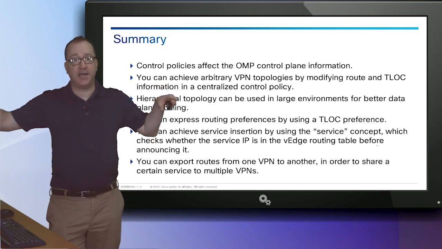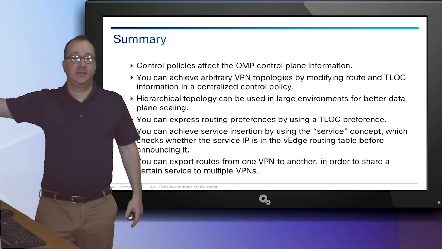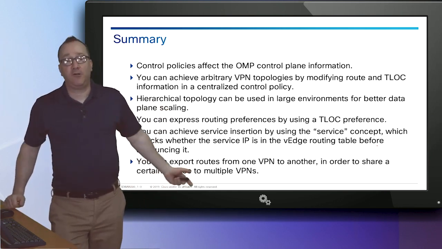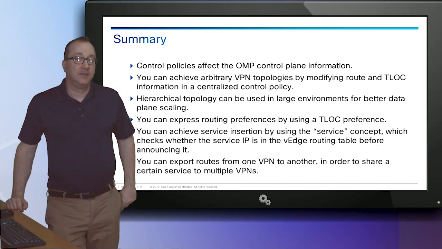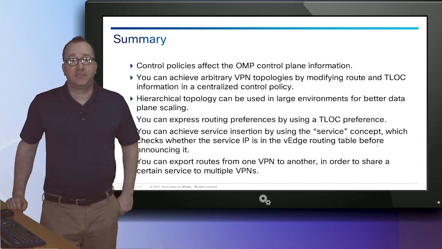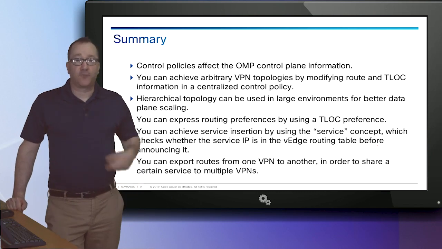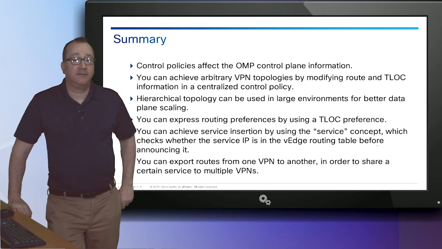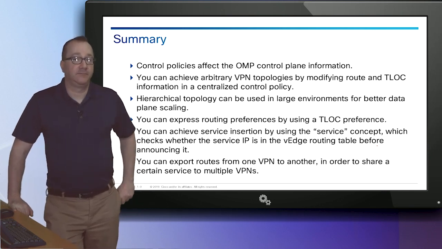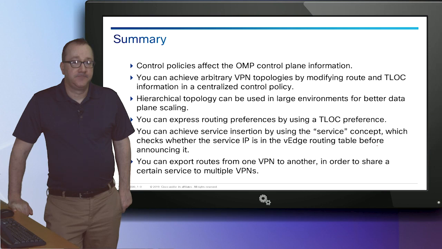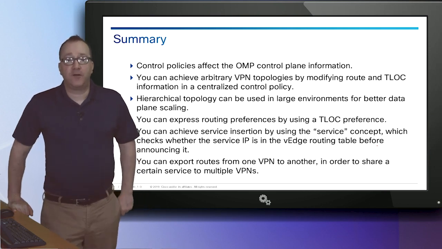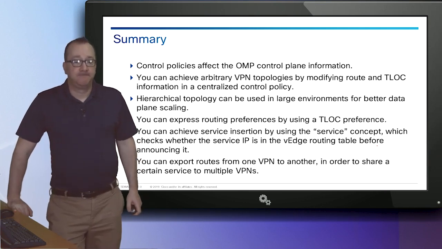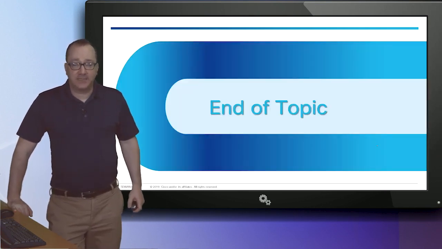So if you have regional sites, so if I have 50 vEdges in Asia, 70 in Europe, and 200 in North America, they don't have to all route full mesh to each other. Okay? And we can also express routing preferences by using that TLOC preference. All right? So we can prefer one link over another. And we can also create services and insert those services into the path of traffic flows between sites. And we can also export those routes from one VPN to another in order to serve a certain service to multiple VPNs. All right. Thank you for watching, and stay tuned for the next topic.